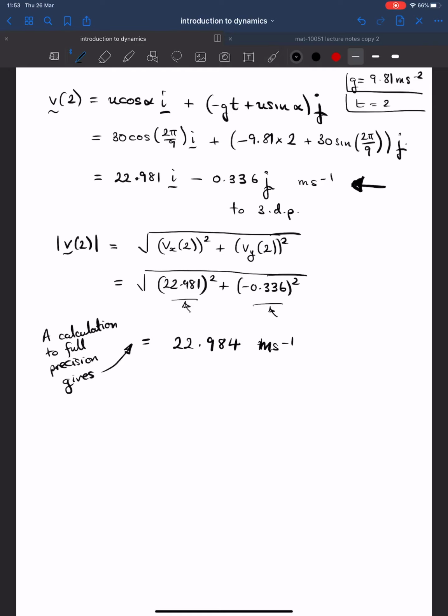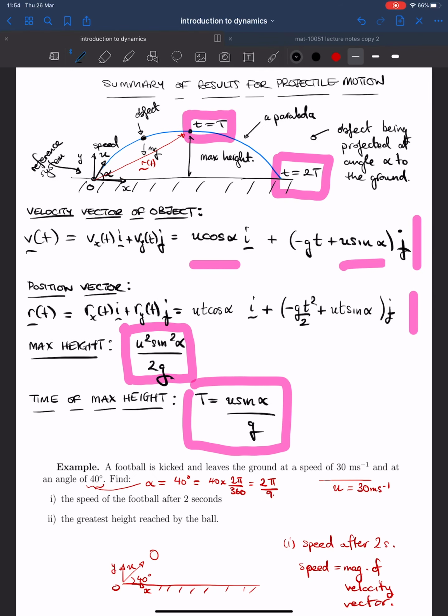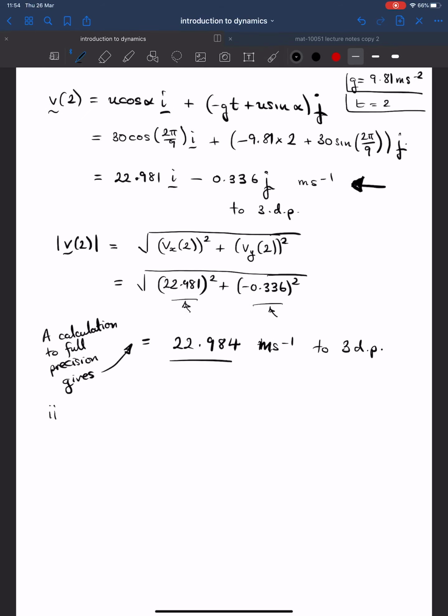It's because you've used the truncated values and you've generated an error. And this error accumulates in subsequent steps. However, if I'm working to full precision and I retain all the decimal places, this is the answer. Okay, so the speed of the ball is 22.984 meters per second to 3 decimal places. So once you've got the answer that's requested of you, you can then truncate. But remember, it's always best, if you're going to use this value later on, to use full precision in your calculations.